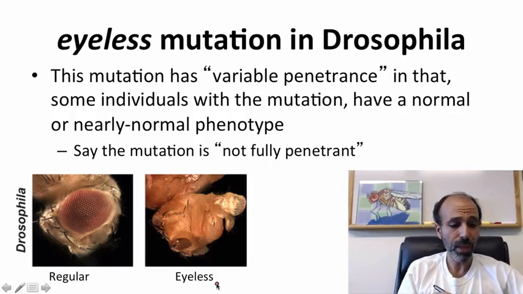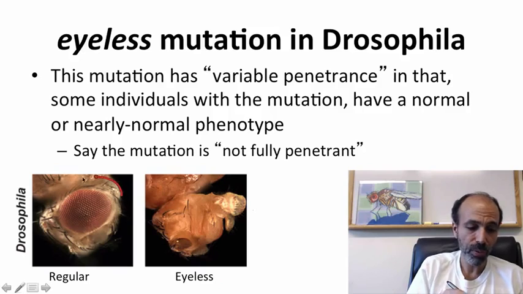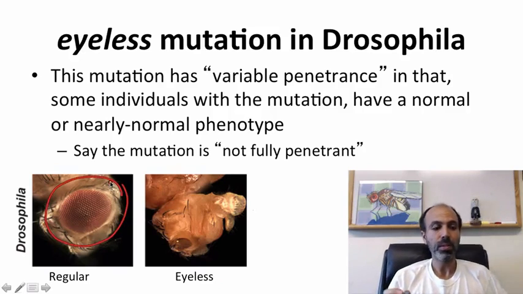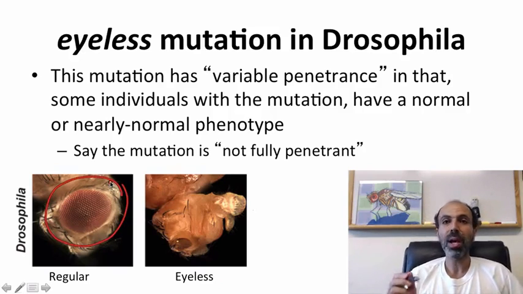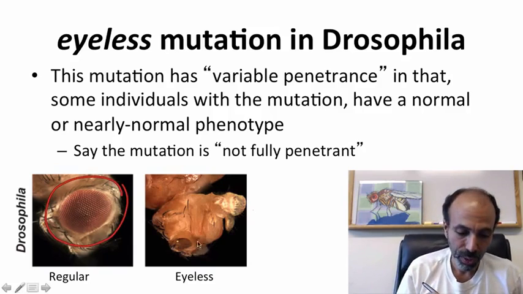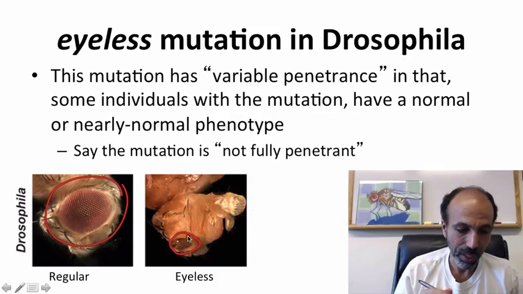Now on the left-hand side here, we have a Drosophila with a regular eye. There it is. So it's a nice, big, beautiful thing. When you have the eyeless mutation, you often have a shrunken eye. So you see this individual has a very small eye.